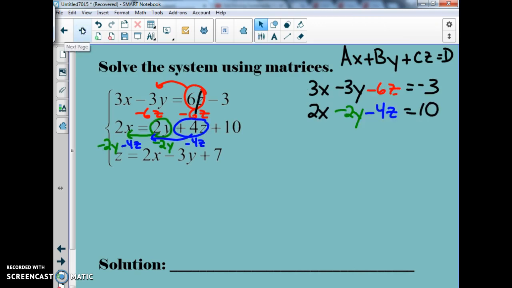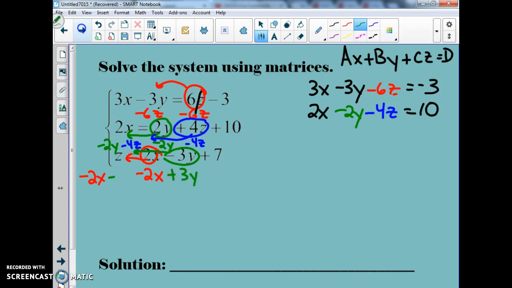All right, now dealing with the third equation, I'm going to need to move 2x over to the other side, as well as moving my negative 3y over. In order to do that, I'm going to subtract 2x from both sides. I'm going to add 3y to both sides. And this is going to cancel out those two terms. And it's going to leave me with negative 2x plus 3y plus z is equal to 7.